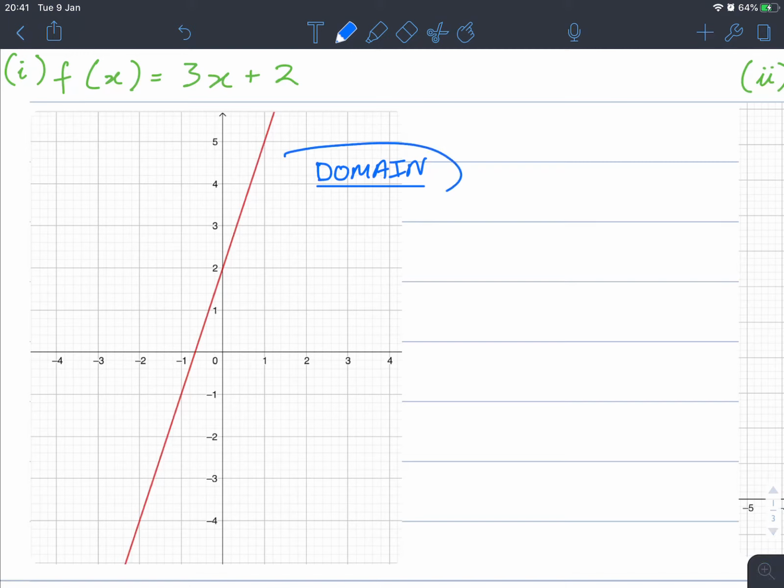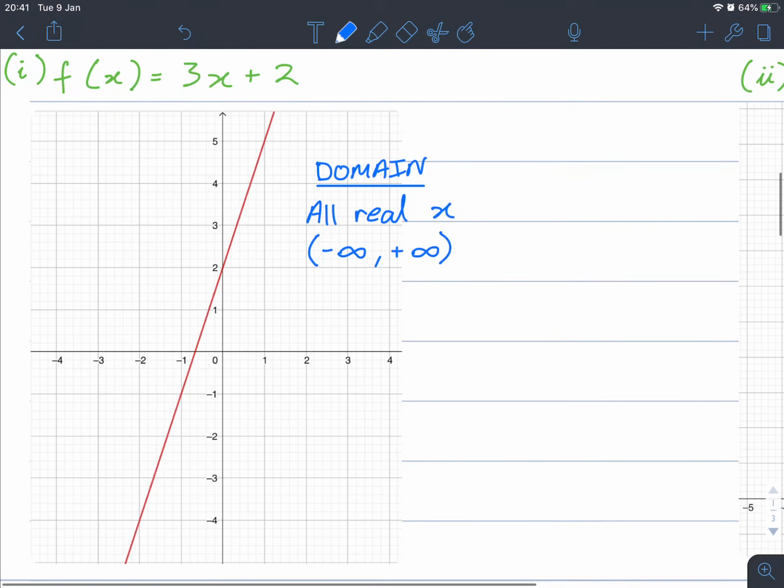So our domain then, since everything is defined, our domain is all real x values. Okay, so that is the domain. We look at the x values, and let's write this in bracket notation. This is from negative infinity to positive infinity.